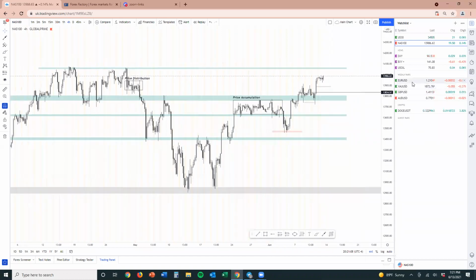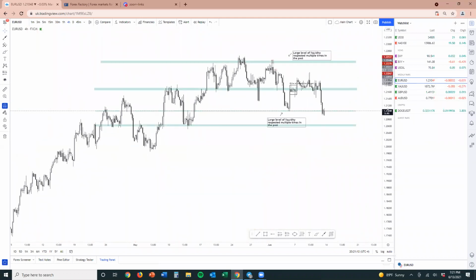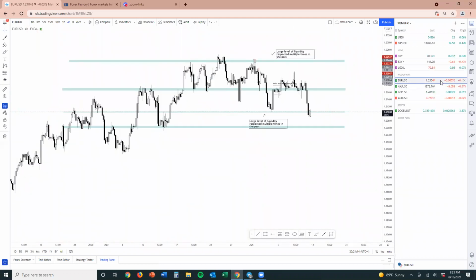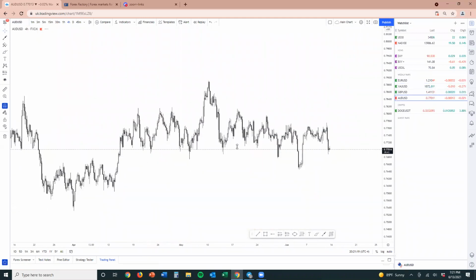Cool. All right, so next we're going to go to our Forex pairs. I don't care about anything else. My main pairs that I'm going to be trading this week are EU, Gold, and GU. AU has been looking absolutely disgusting, and I just don't even want to trade it.